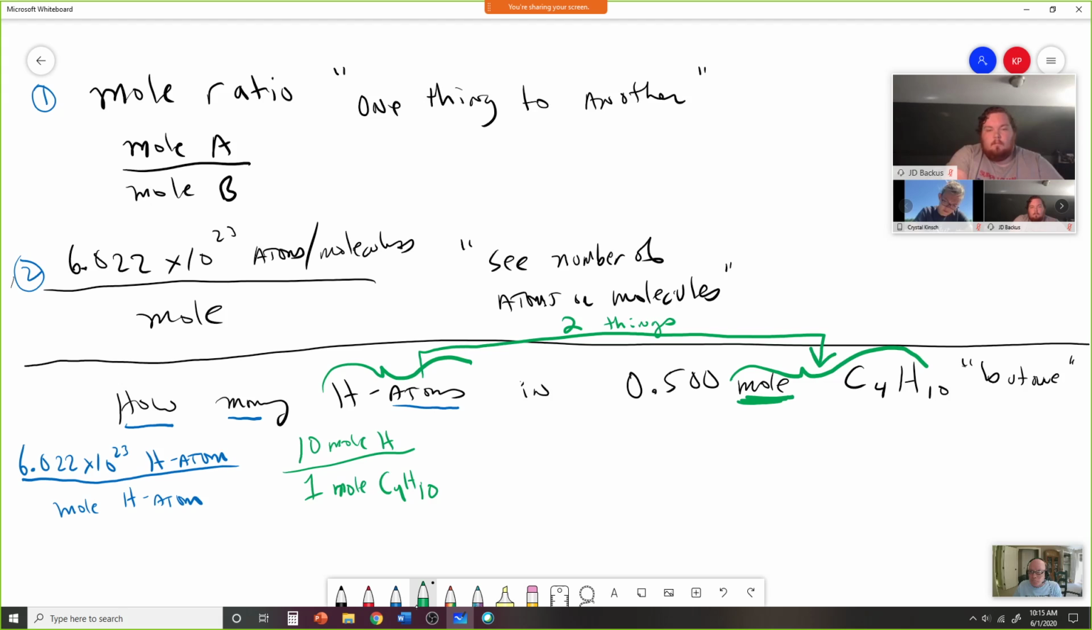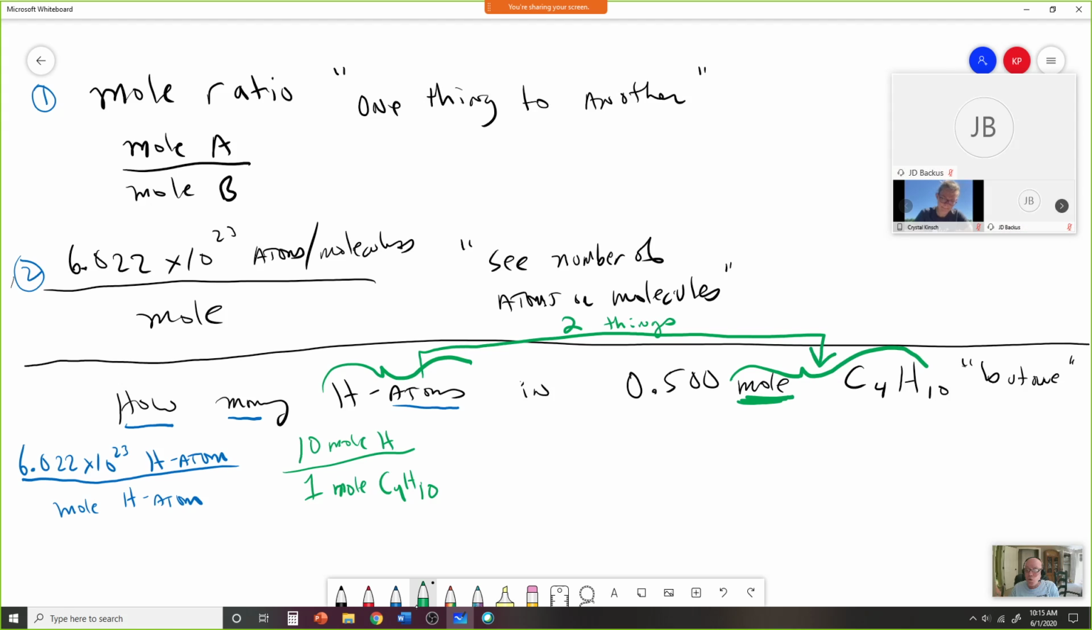There it is. Okay. And so there are only two questions so far. There are going to be more, but so far all I've given you is two questions to ask, and I've answered both of them. Do I see how many H atoms? Yes, 6.022 times 10 to the 23rd per mole. Do I see going from one thing to another?